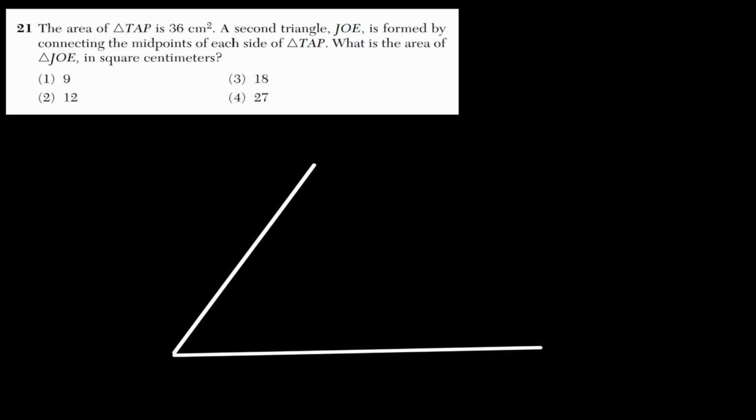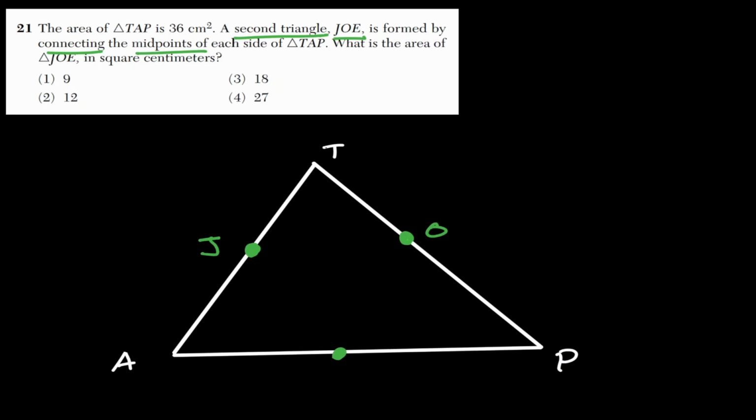In question 21, we have that the area of triangle TAP is 36 centimeters squared. So let's start by drawing that triangle. And now we have a second triangle. Let's call it JOE. And it is formed by connecting the midpoints of the outer triangle TAP. So here's a midpoint, here's a midpoint, here's a midpoint. So let's call this JOE, J-O-E. And now let's create a triangle.